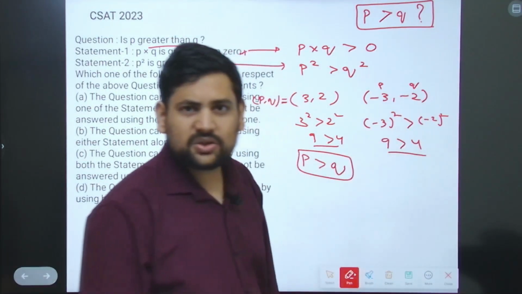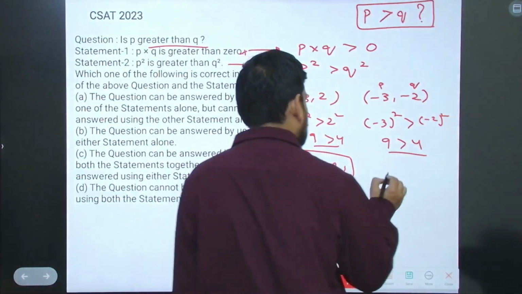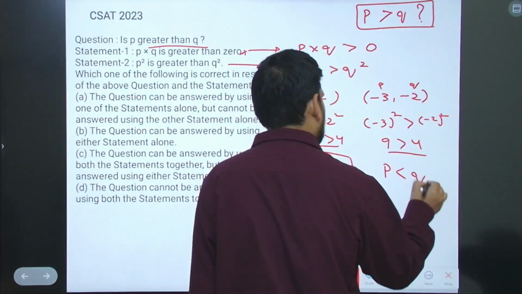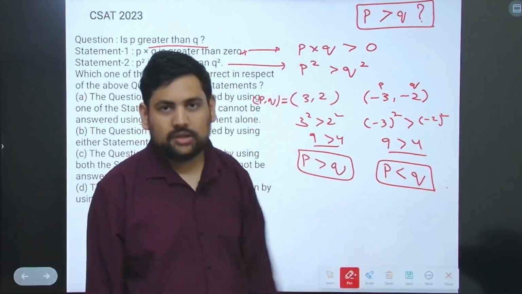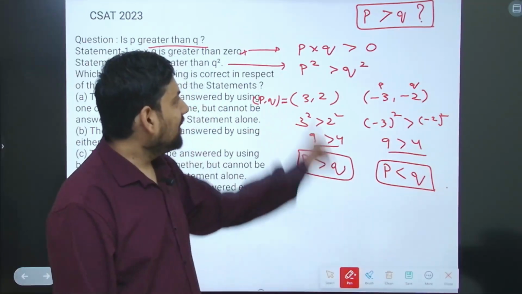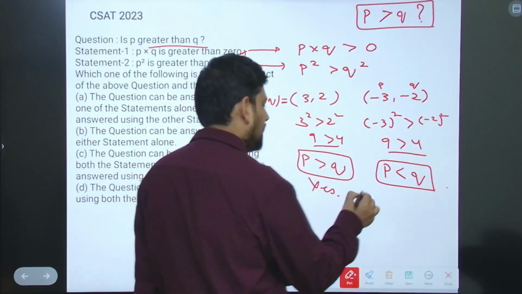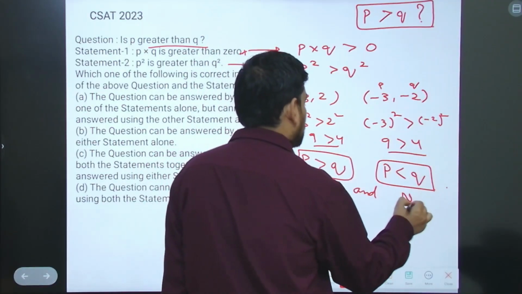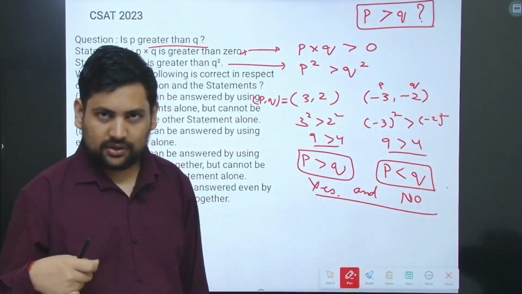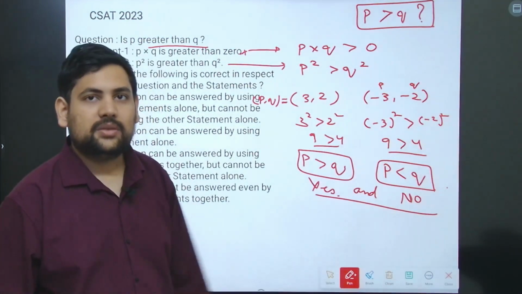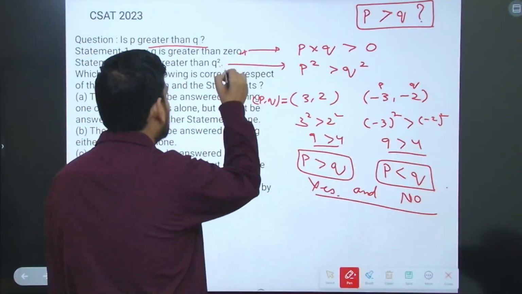Then between -2 and -3, which one is bigger? -2 is bigger, clear? So here P is actually less than Q. So you're getting both of these. That is, if it asks you is P greater than Q, according to this you will give answer yes, and according to this you will give answer no. So when you give two answers, yes and no, that means the statement is insufficient. So this statement is also insufficient.